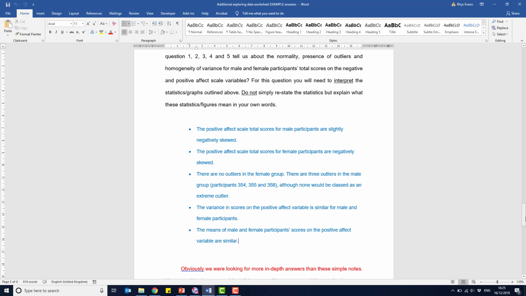What you need to do is have a go at doing that now for the negative effect score variable.